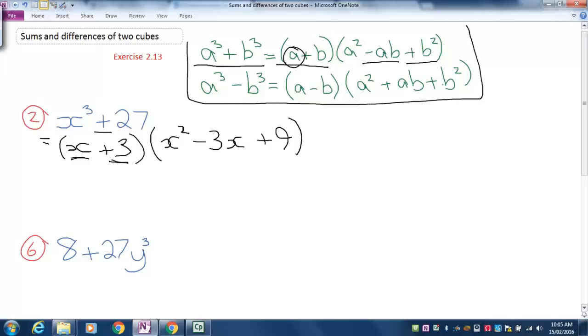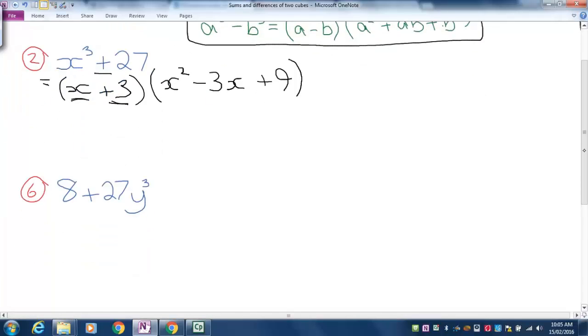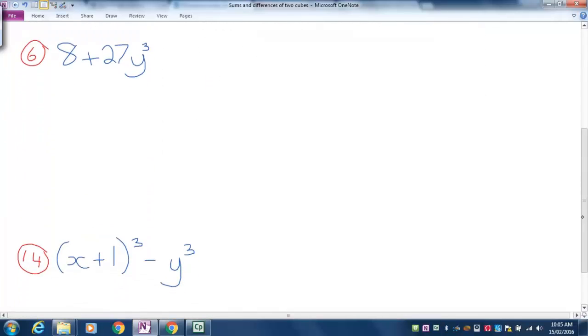For question number 6. Again, this is a sum of two cubes. So in my first set of brackets, I take the cube root of the first term, the cube root of 8 is 2, and I add that with the cube root of the second term. The cube root of the second term is 3y, because the cubed root of 27 is 3, and the cubed root of y is y.